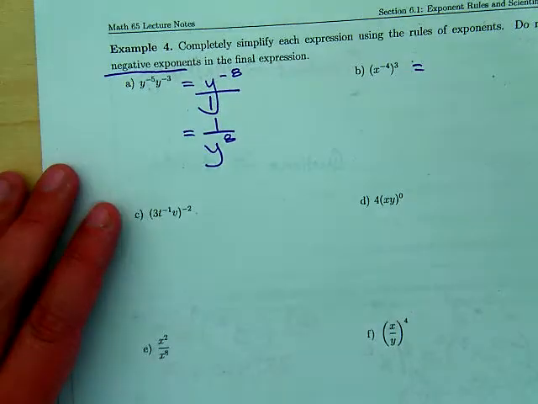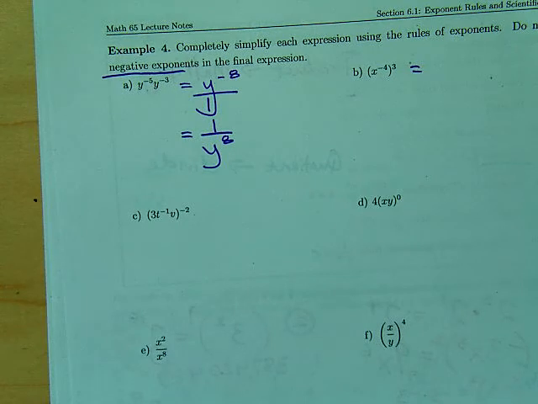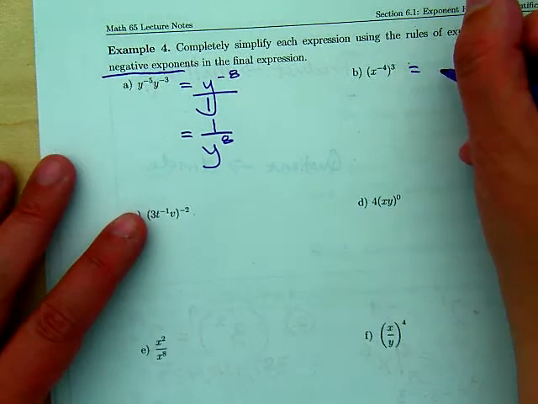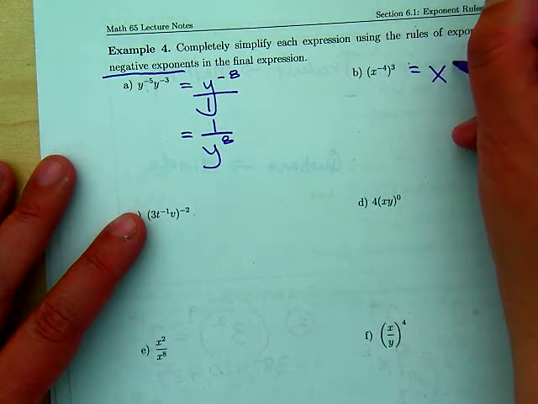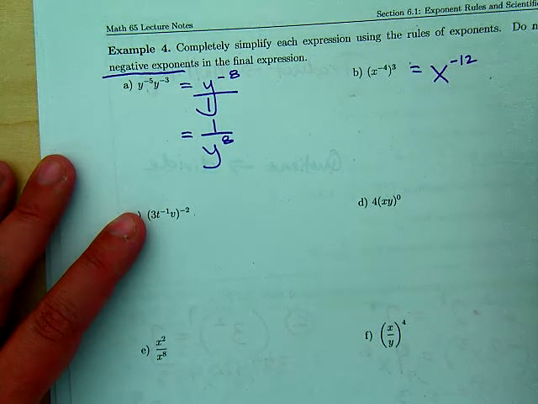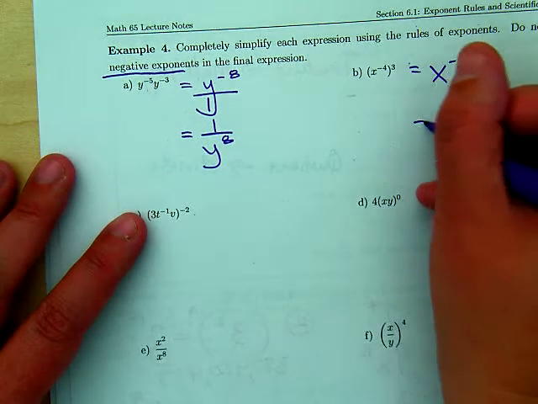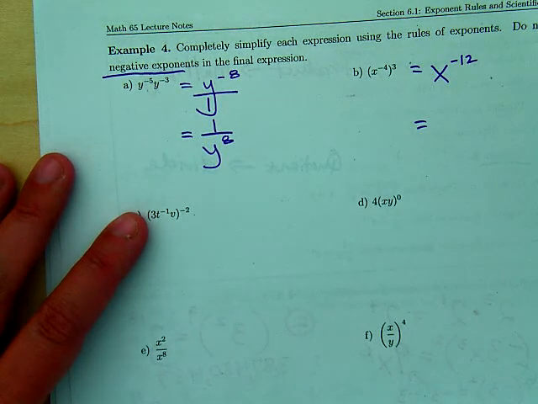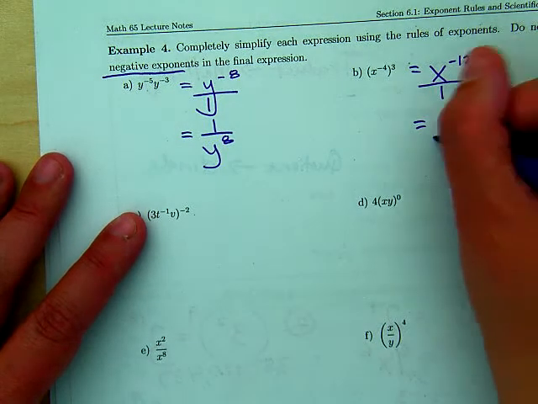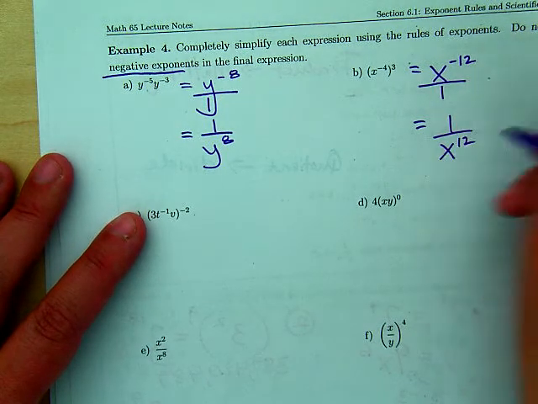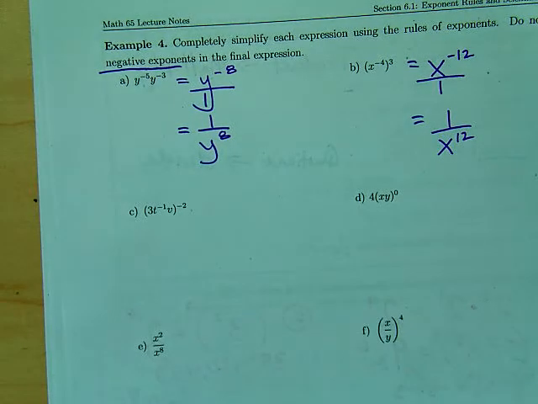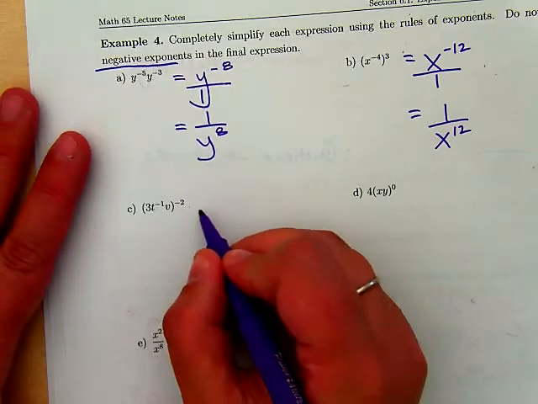Who can tell me what the answer is to B? Yes, go ahead. Negative 12? X to the negative 12? Yeah? That's the power to a power. Remember, this is over 1, to 1 over x to the 12th. That's how we make that exponent positive. It can be a fraction, we just can't be negative in the final answer, okay? What about here, C?